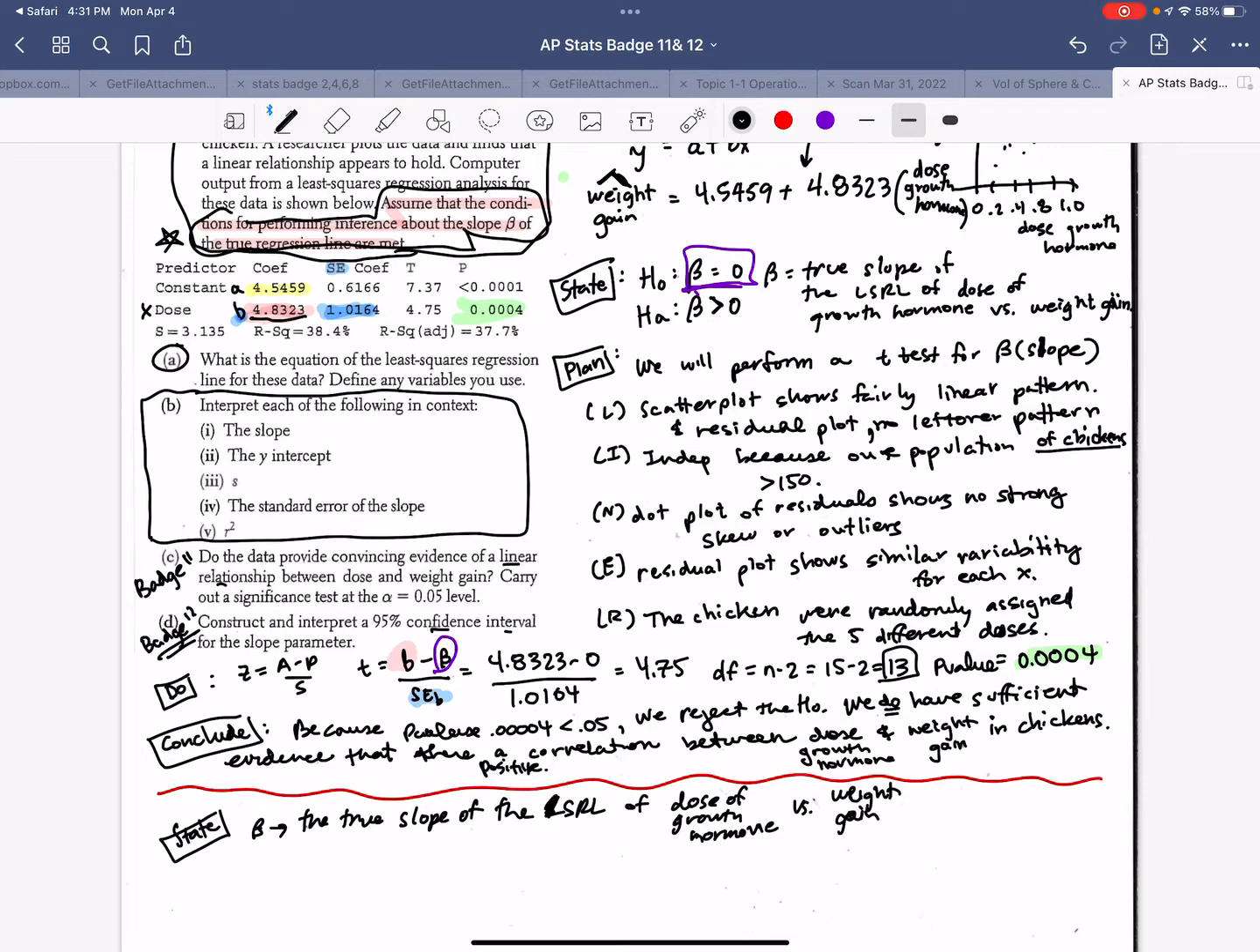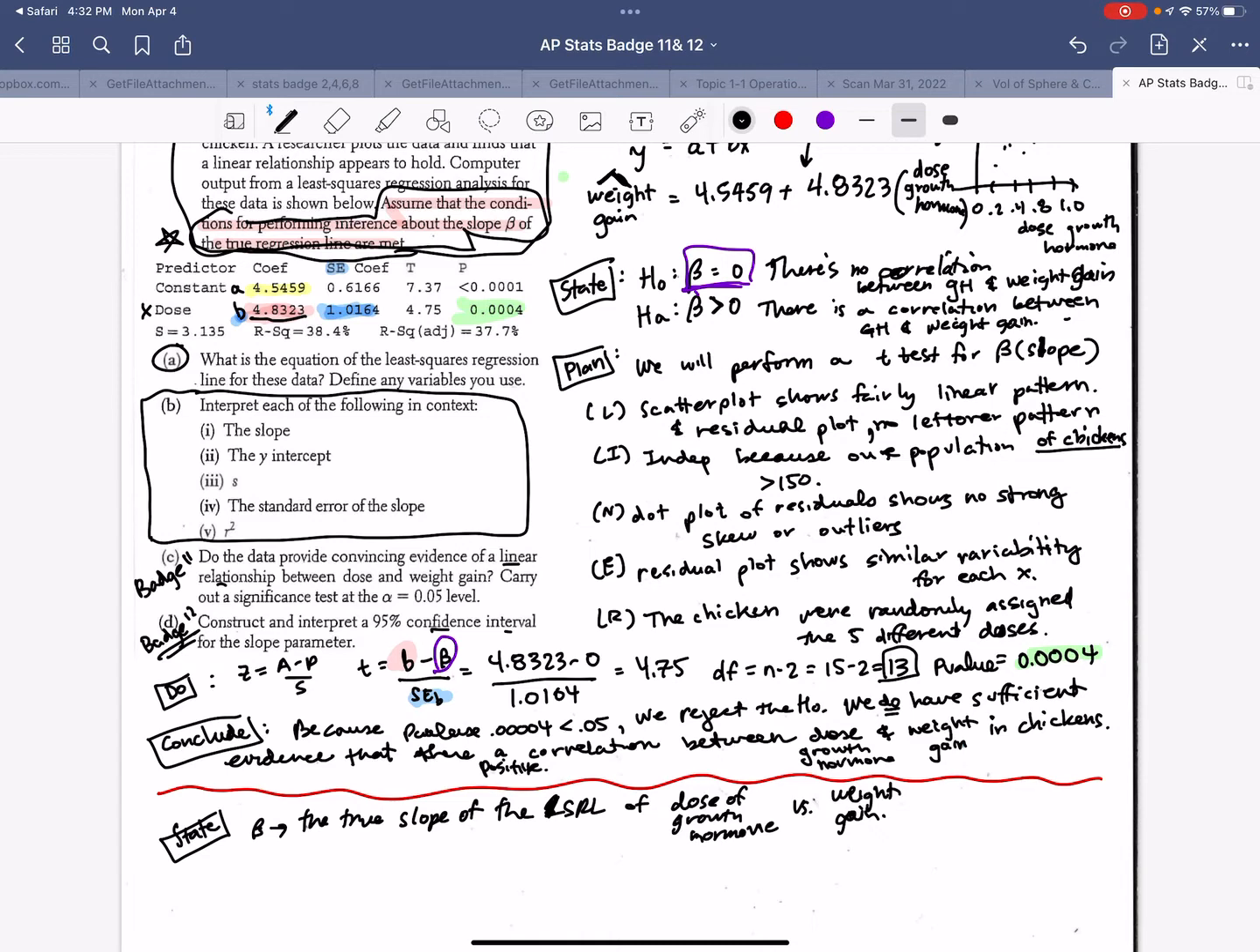So I guess I kind of went off script. I probably should have, so please, I apologize. This is not wrong, but I probably should have said there's no correlation between growth hormone and weight gain. So that I can say there is a correlation between growth hormone and weight gain. Okay, that's probably a little bit better. Not wrong, but a little bit better. Okay, the true slope of that.